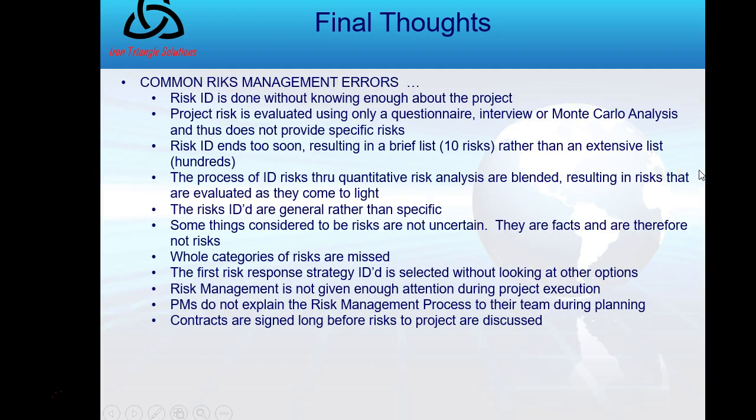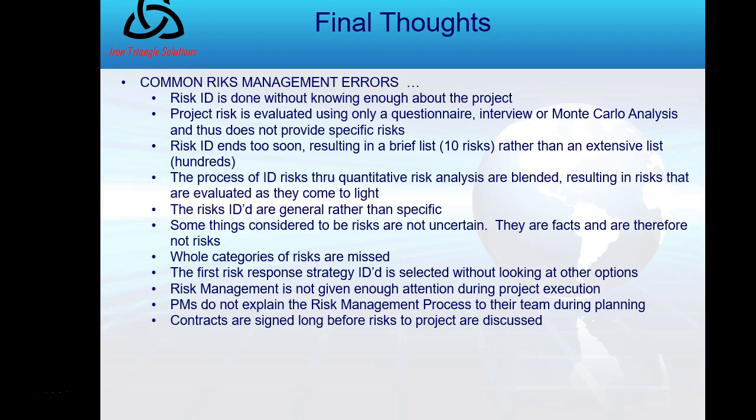Okay. Risk identification is done without knowing enough about the project. That's true. We're always going to ID risks. Project risk is evaluated using a questionnaire, an interview, perhaps Monte Carlo analysis, and sometimes these things don't provide specific risks. We want to be careful. Risk identification often ends too soon. These are errors, resulting in a brief list, 10 risks or so. I'm making up a number, doesn't matter, rather than extensive risks.